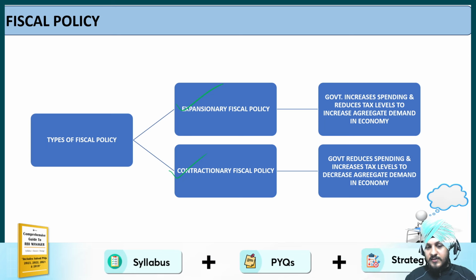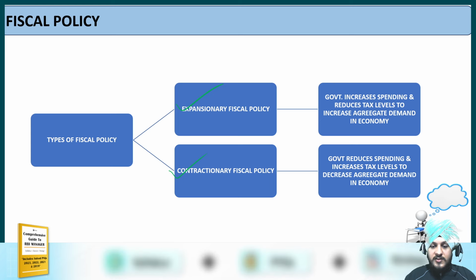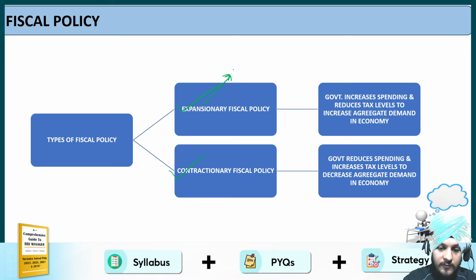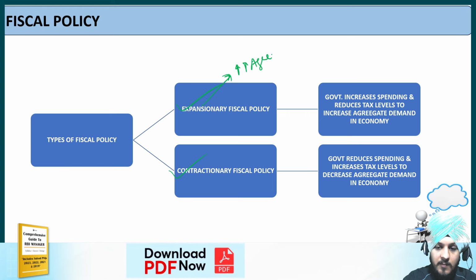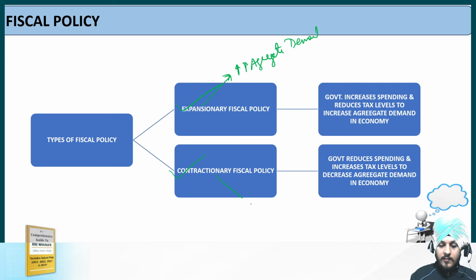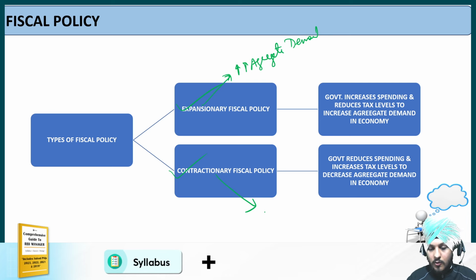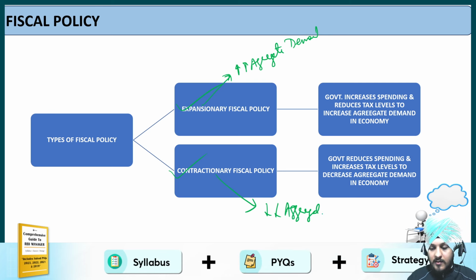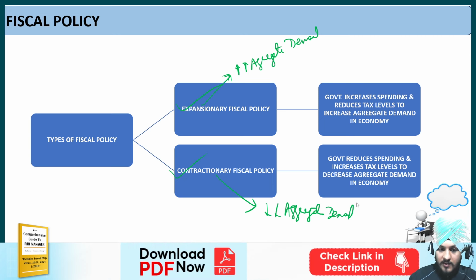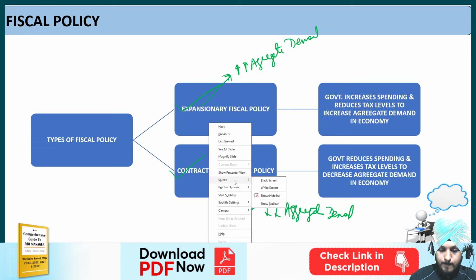Now, as the name suggests, the aim of the expansionary fiscal policy is to expand something. So the goal of the expansionary fiscal policy is to increase the aggregate demand in the economy. In opposite to that, the contractionary policy's goal is to decrease the aggregate demand in the economy. Now what does it mean? Let me again open the white screen.